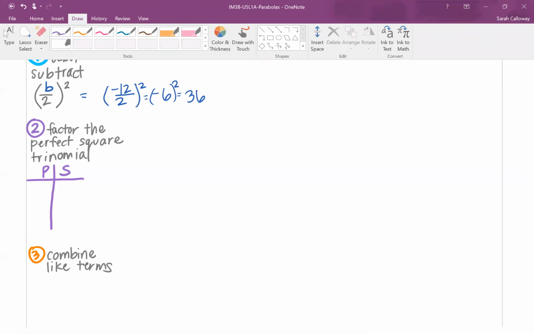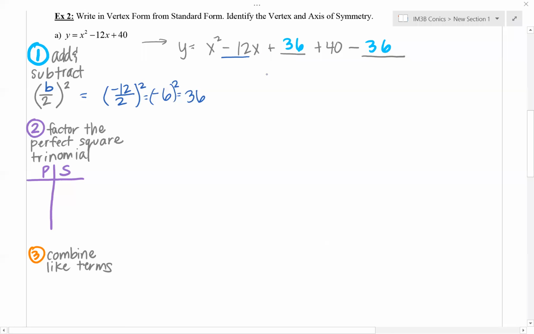Okay, so that's really the same thing as what we just did in the previous example, except we're also subtracting, because we have a whole original expression that we want to keep the same. So then what we're going to do is factor this perfect square that we made. So the perfect square we made is these terms. So what we want to be able to write it as is a perfect square.